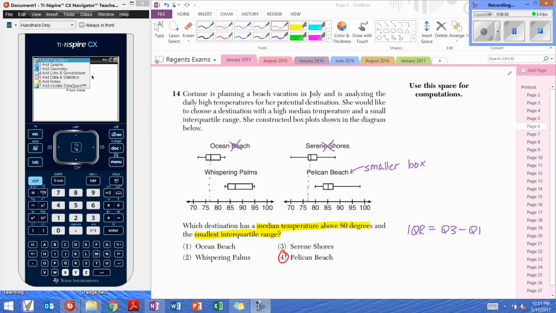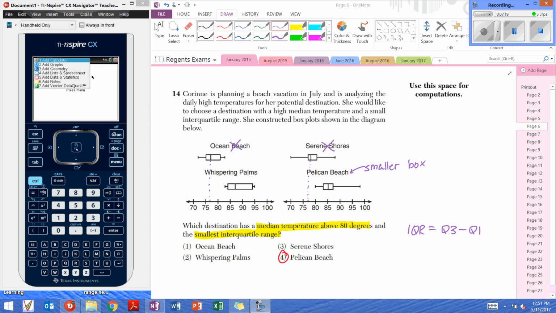Moving on to 14, first thing that I did on this one, because it said the median temperature had to be above 80 degrees, we should know by now that the middle of the box is the median, so I got rid of Ocean Beach and Serene Shores because of that criteria. And then we were down to Whispering Palms and Pelican Beach.